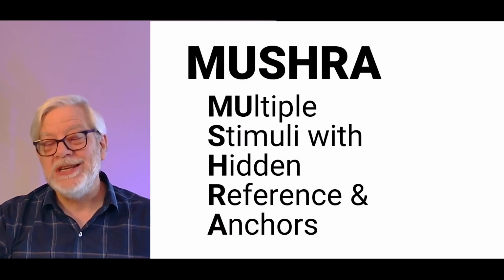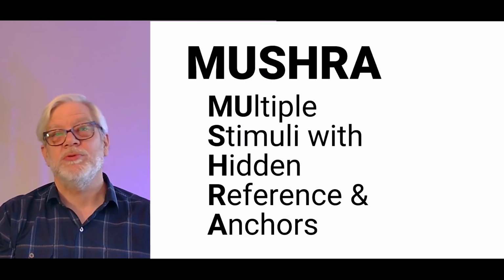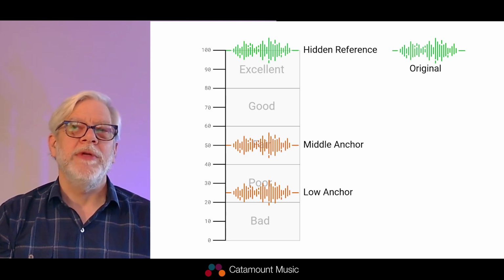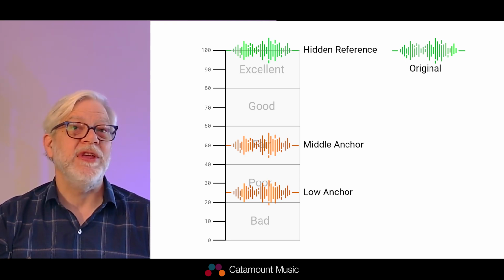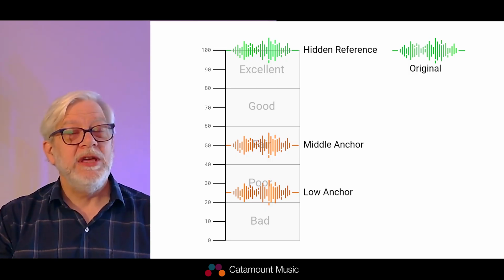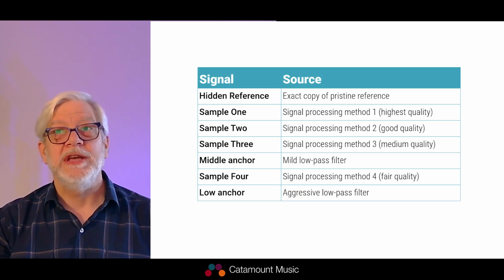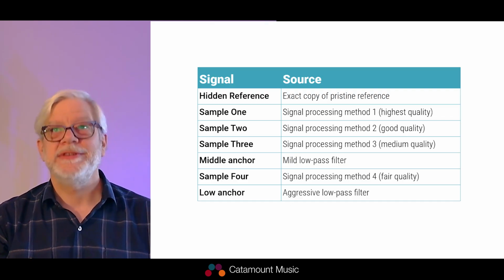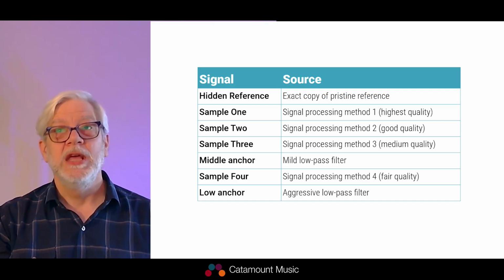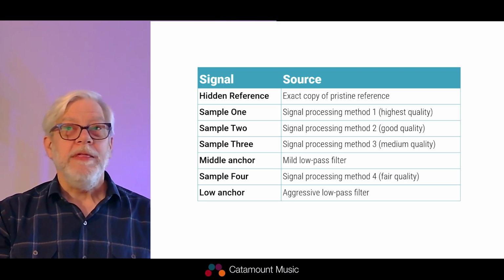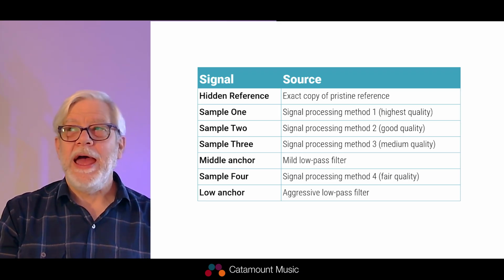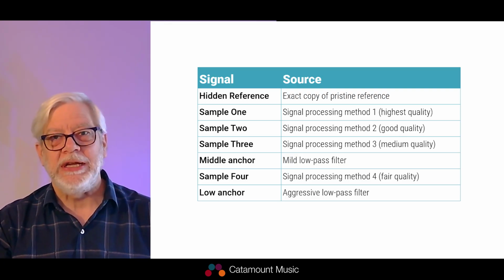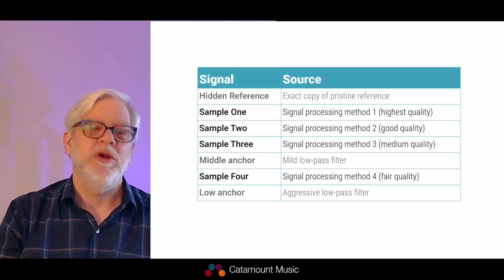So if you watched my 60-second video, you already know what MUSHRA stands for. We also talked about the MUSHRA scale and how the hidden reference and middle and low anchors fit into that scale. So diving into what signals would actually be a part of a test, the hidden reference is obviously a copy of the original. We ask the test assessor to find that one first off and rate it 100. The middle and low anchors have just basic audio filtering on them, and they're designed to be middle and low quality representations of the original.